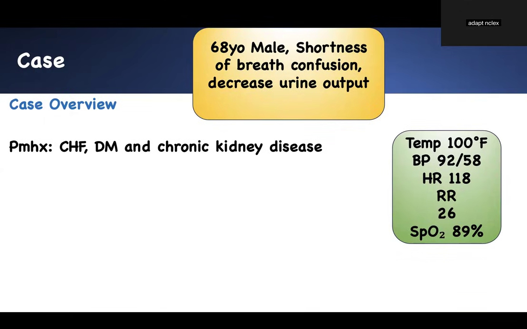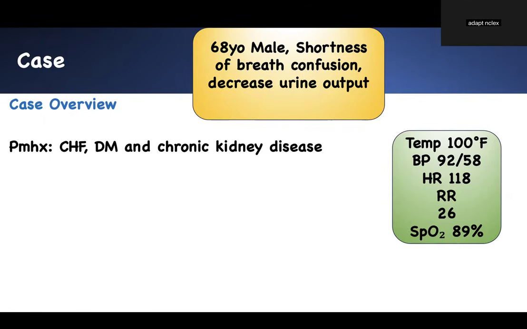These are his vitals. His temperature is 100. Blood pressure 92/58. Heart rate 118. Respiratory rate 26 and saturation 89. What pops out to you right now? Look at his vitals. You can see that his blood pressure is low. Something is wrong. His heart rate is fast. And he's breathing really fast, and his lung saturation is poor.